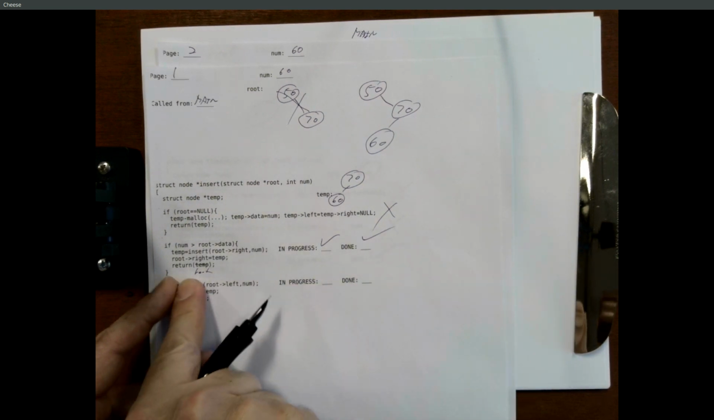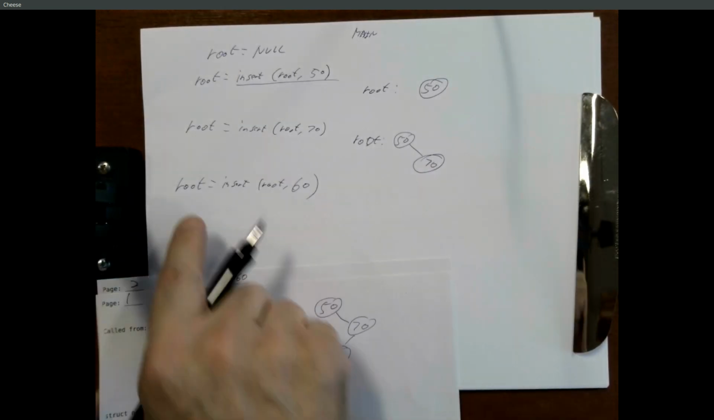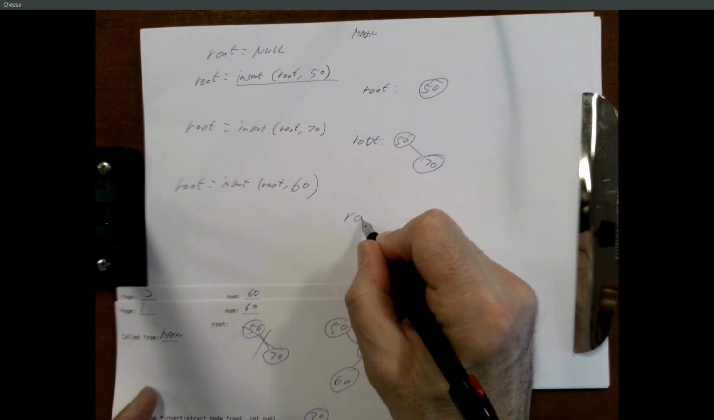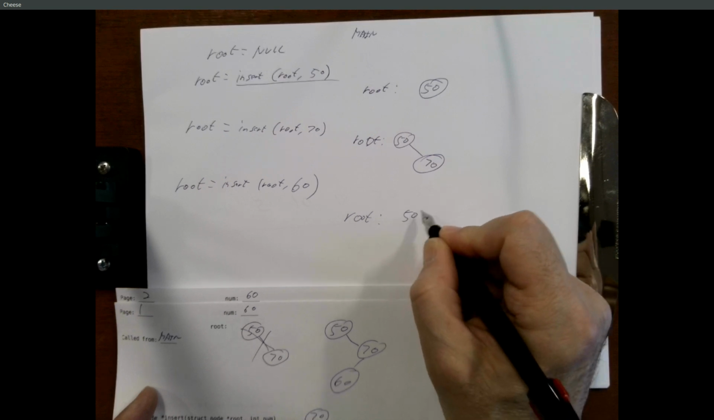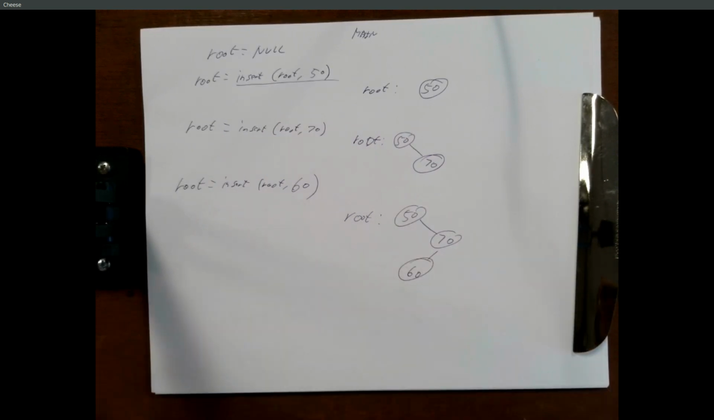And we're done, and we return that back to the caller, which was main. And main said set root equal to the return value, which is this. So now up in main, root looks like this, 50, 70, 60. And that's exactly what it should look like after we insert those nodes in that order.